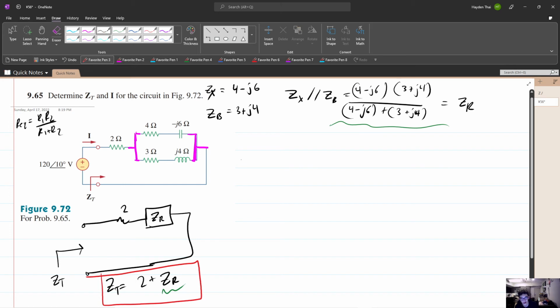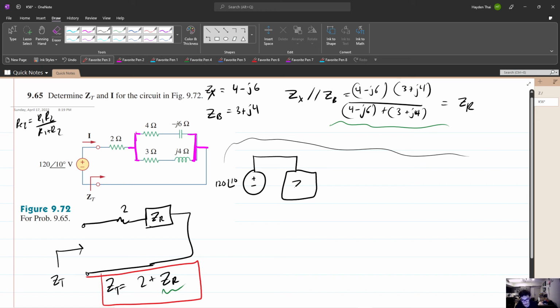We just have to find I. So to find I, it's really easy, because we're basically going to just be left with one circuit. We're going to have this voltage source right here, 120 angle 10, and then we are going to have the impedance. So I'm just going to call this ZT, right? It's going to be whatever you find right here.